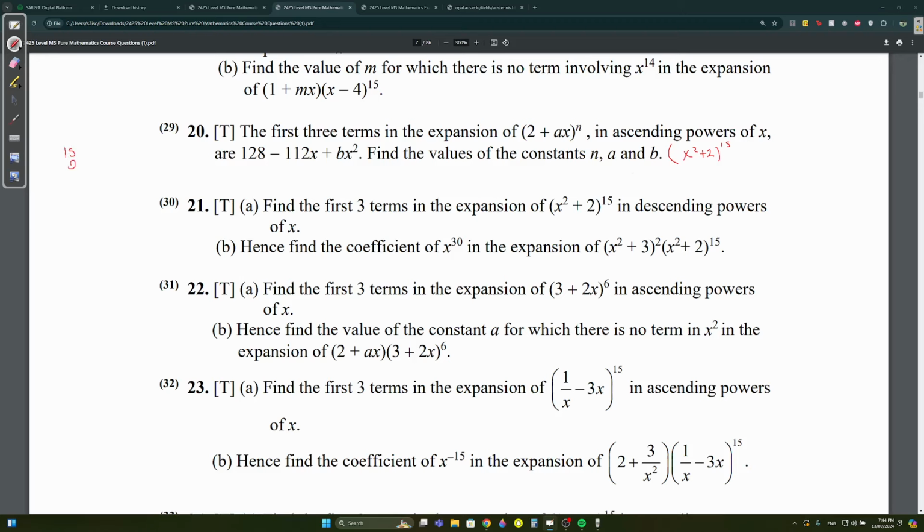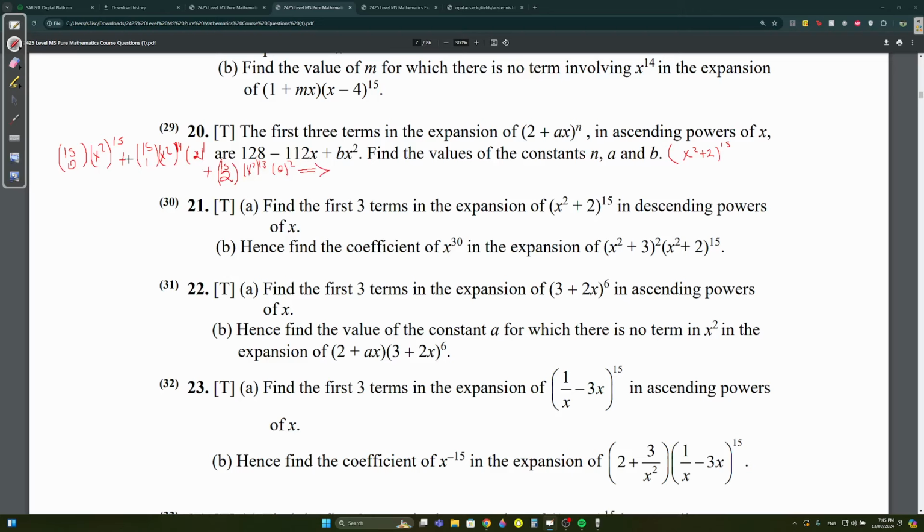It's going to start with 15C0, x squared to the power of 15, right? And n minus k, in this case, is 15 minus 0, 15. We don't try the other one because it would be power 0. We don't want power 0. So now 15C1, x squared to the power of 14, times, what's my other value? 2 to the power of 1, right? Plus 15C2, x squared to the power of 13, times 2 to the power of 2, right? 15 minus 2 is 13. You guys get the gist.